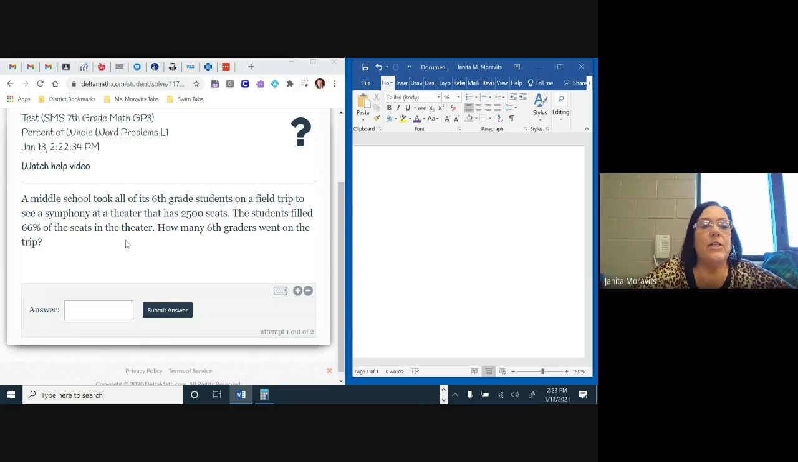First of all, it says a middle school took all of its 6th grade students on a field trip. All right, so 6th grade students. The theater had 2,500 seats. The students filled up 66% of the seats in the theater. So 66% of those 2,500 seats were filled with 6th graders. And we want to know how many 6th graders there were. Well, let's see. 66% of 2,500 tells us how many seats they filled up. And if all the 6th graders went, that's the number we need to know to find out how many 6th graders there were.